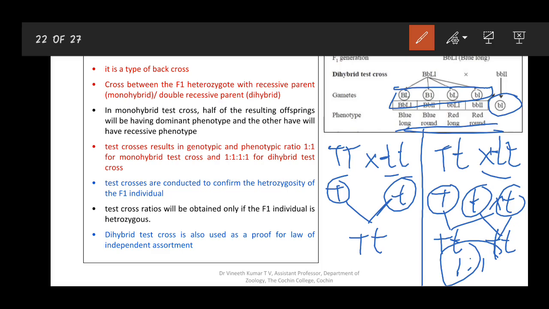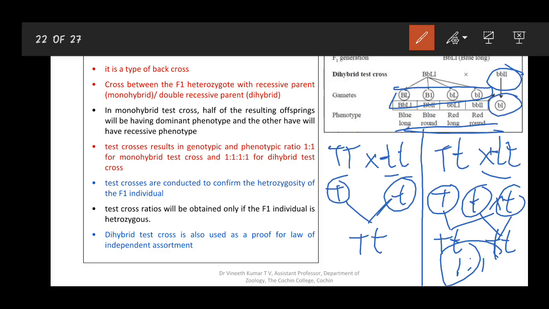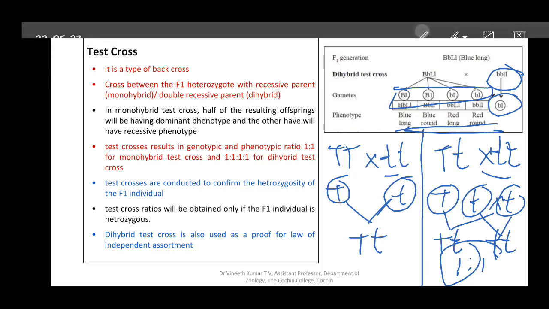This is what we explained as the law of independent assortment, because you have 4 chances, and if you cross it with a recessive parent, you get 4 different types of individuals in the ratio 1:1:1:1. If independent assortment is not happening, you get only 2 types of gametes. As a result, the possibility after a test cross will be only 2 types of plants. Because I got 4 different varieties of plants after the dihybrid test cross, you can confirm the law of independent assortment. So this is what is called a test cross.